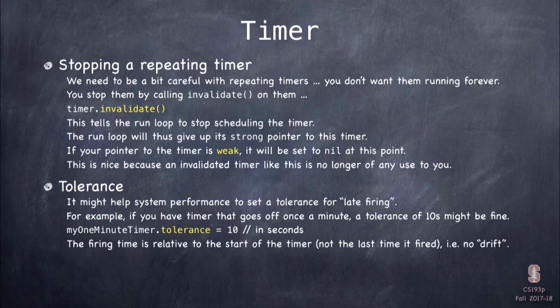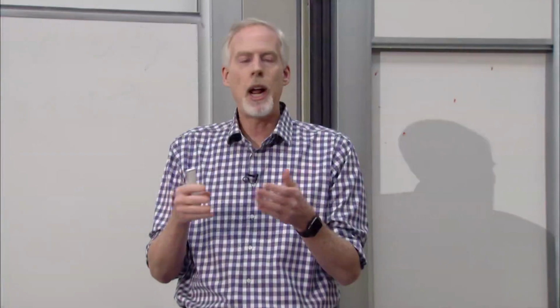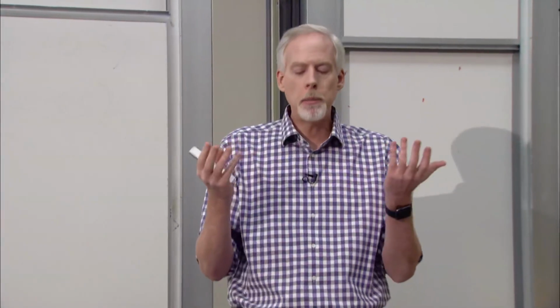By the way, even if you have tolerance 0, these timers don't run right on the microsecond of when you specify. These are not microsecond-level timers. In practice, they're probably accurate to a 10th or 100th of a second very reliably, but these are not for real-time animation or something like that.